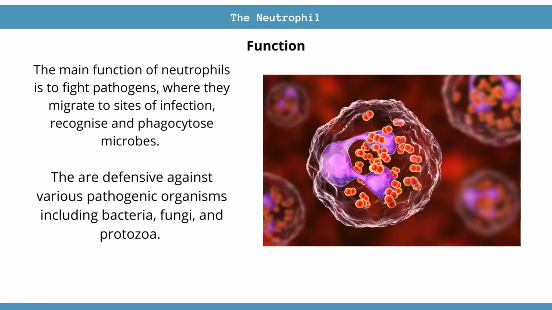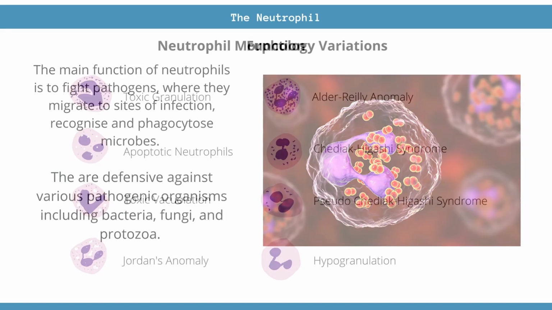The main function of neutrophils is to fight pathogens. They migrate to sites of infection, recognize and eliminate microbes by means of phagocytosis. They are defensive against various pathogenic organisms including bacteria, fungi, and protozoa.